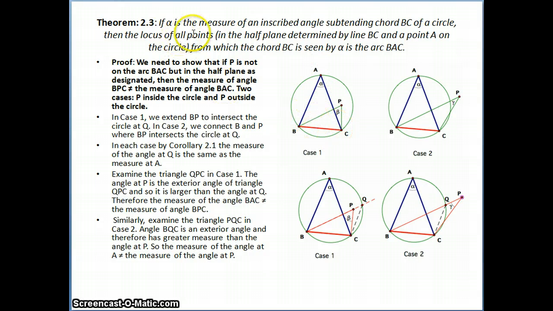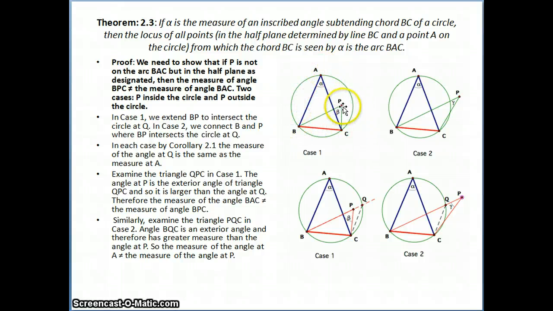Then the locus of all points. The locus means a set of points satisfying a certain property. What property? The locus of points from which the chord BC is seen at angle alpha is the arc BAC. So that means the vertices of the angles congruent to this angle alpha must be on this arc BAC.